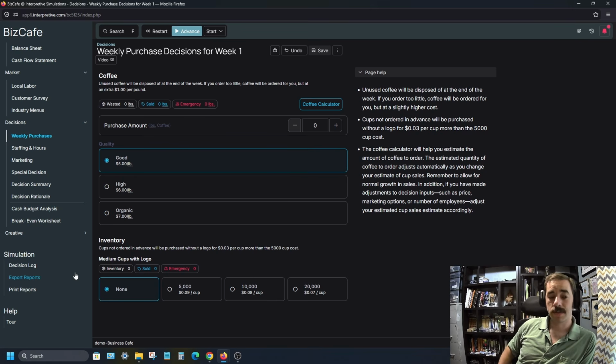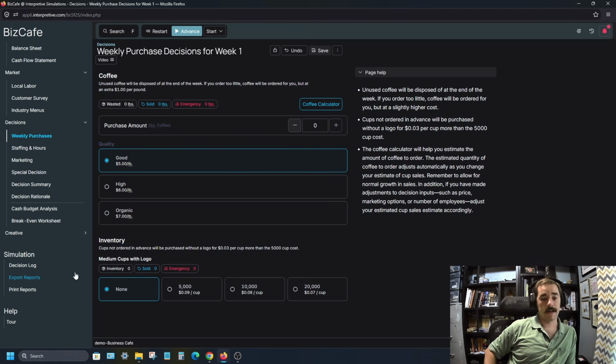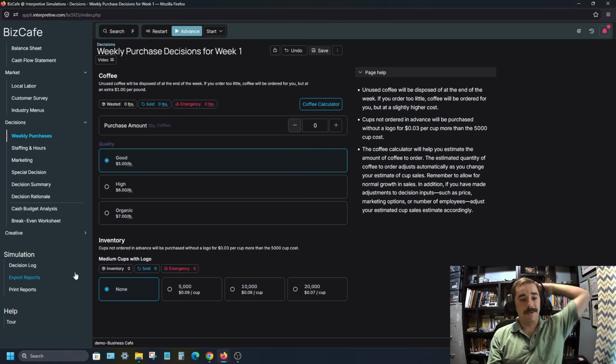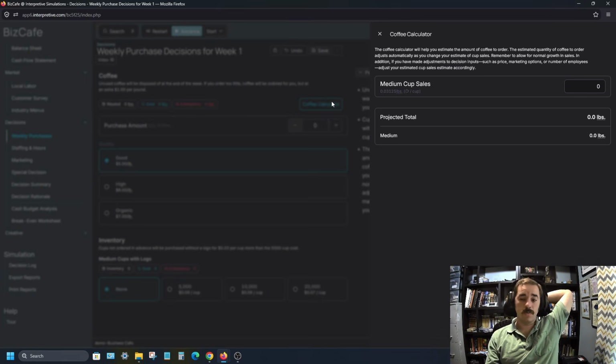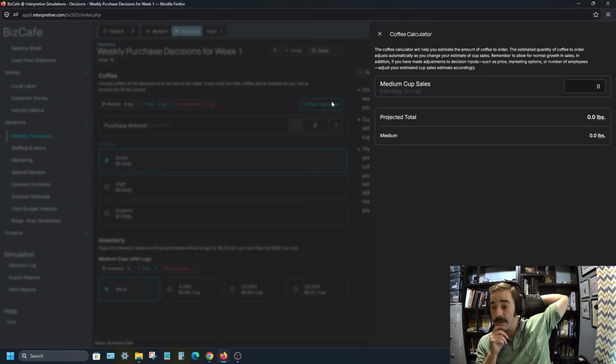Unused coffee will be disposed at the end of the week. If you order too little, coffee will be ordered, but at an extra cost of $1 per pound. Cups not ordered in advance will be purchased without a logo for 0.3 cents per cup. More than 5,000 cup cost. Coffee calculator will help you estimate the amount of coffee to order. The estimated quantity of coffee to order adjusts automatically as you change your estimate of cup sales. Okay. Do we have any data to tell us how many cups we're going to sell?